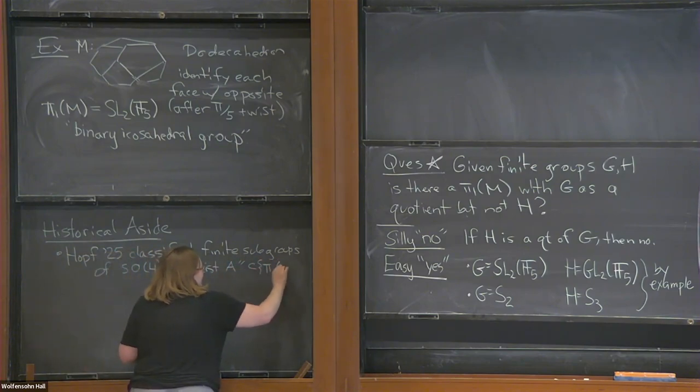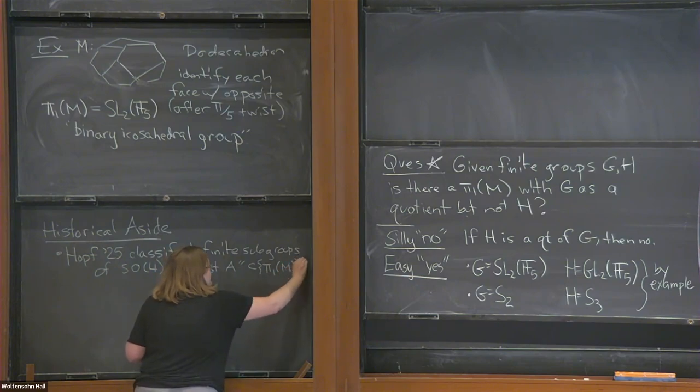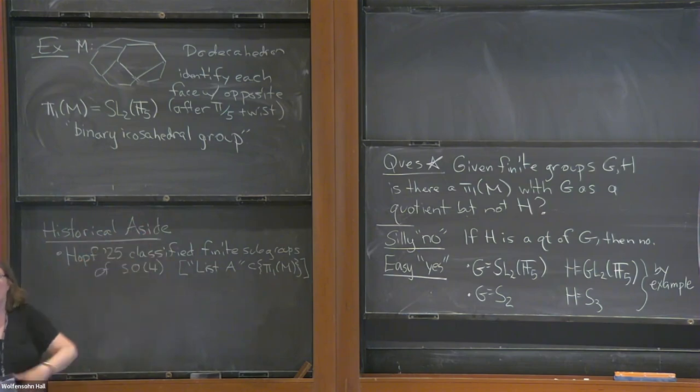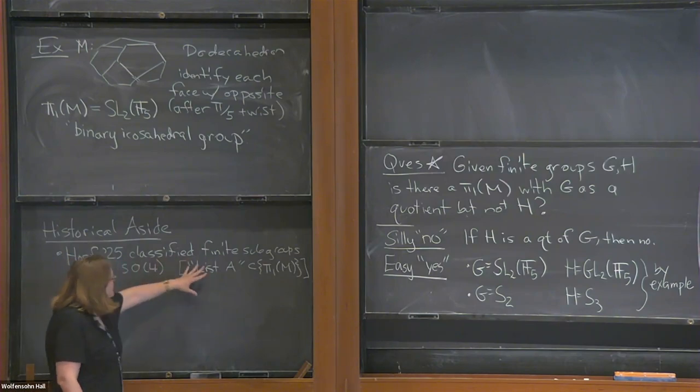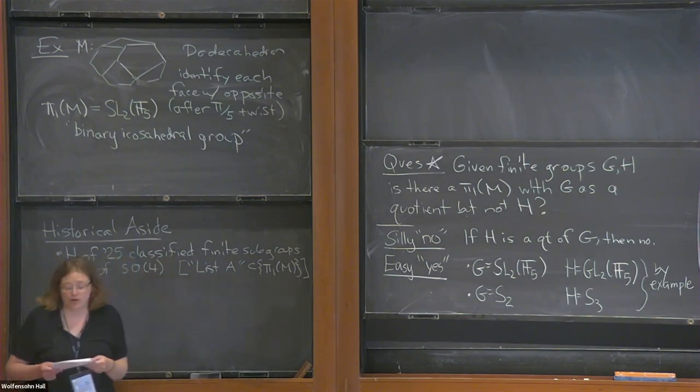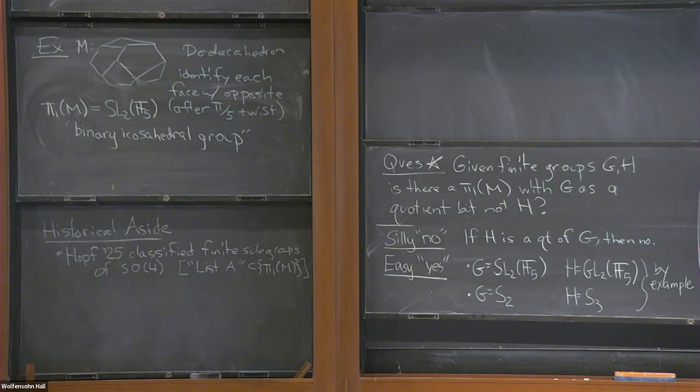And so an example of a finite subgroup of SO4 is this binary icosahedral group. When you have a finite subgroup of SO4, you can take the quotient of S3 by that group, and you can get a three manifold that has that finite group as its fundamental group. So all of these groups that Hopf came up with were definitely finite groups that were fundamental groups of three manifolds.